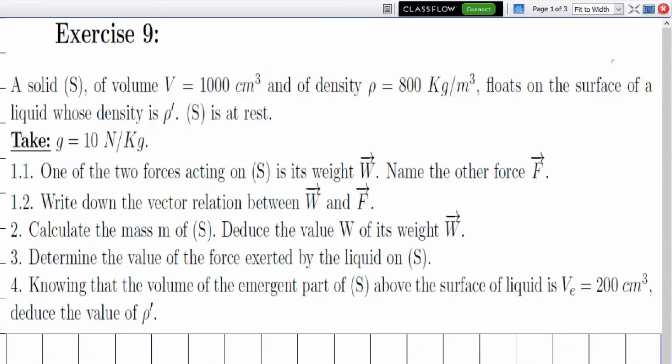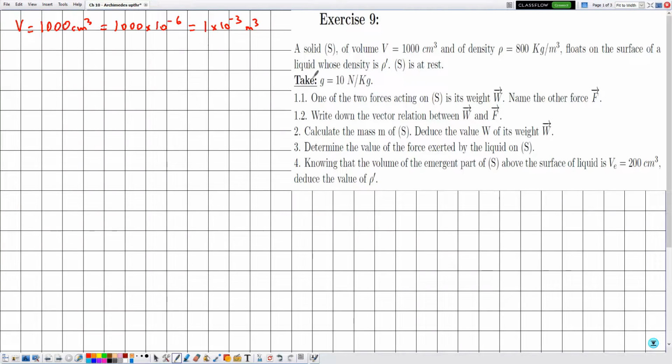And of density rho equal to 800 kilogram per meter cube. So the density of the solid is 800 kilogram per meter cube in the SI. Floats on the surface of a liquid whose density is rho prime. So the liquid has a density given by rho prime. And S is at rest, which means that we can apply the condition of equilibrium in this exercise. Take g equal to 10 newtons per kilogram, which means that we are performing this experiment on the surface of Earth.